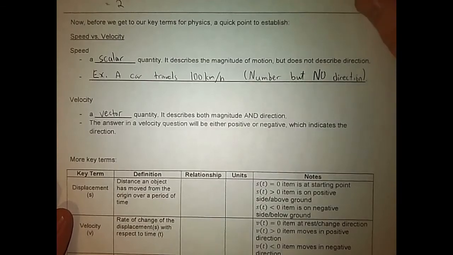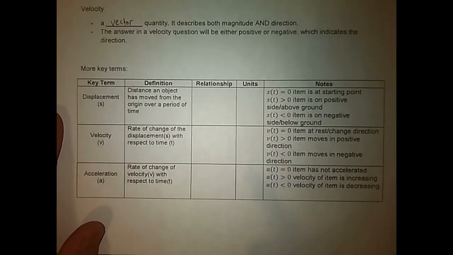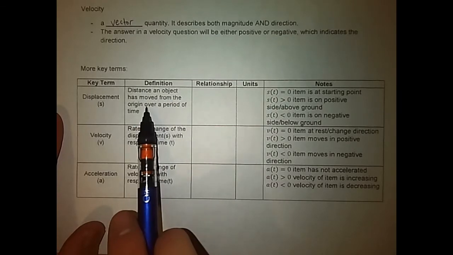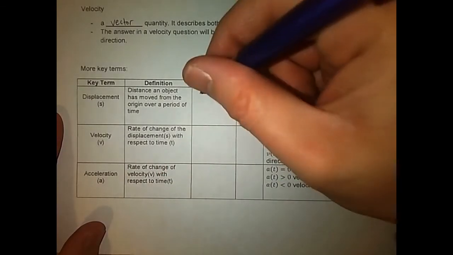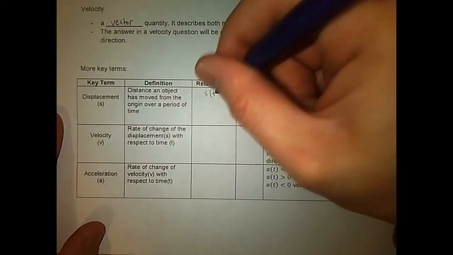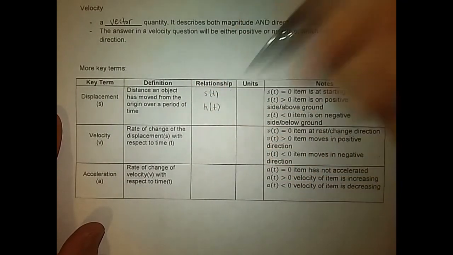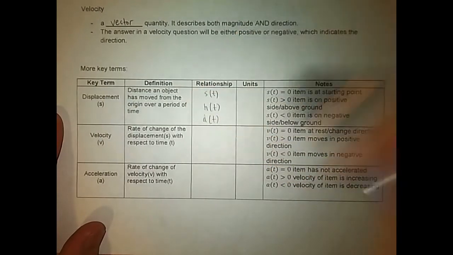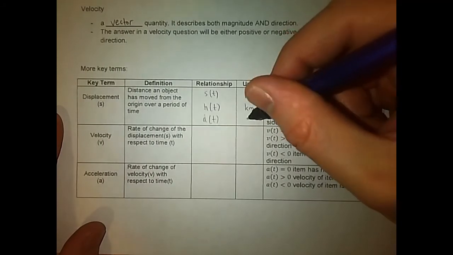So some more key terms we're going to have to learn. We're going to have to learn about displacement. Displacement is the distance an object has moved from the origin over a period of time. So we might see this as different functions as like s at t. We might see it as h at t if we're talking about like height. And d at t is what we see a lot of, just distance or displacement over time. We'll probably see this in meters, kilometers, any just unit of measurement.